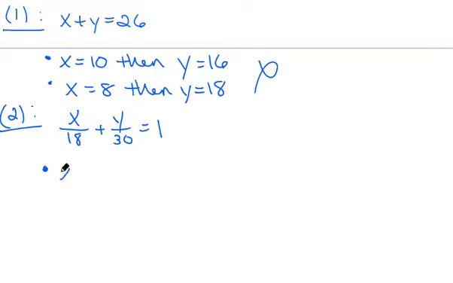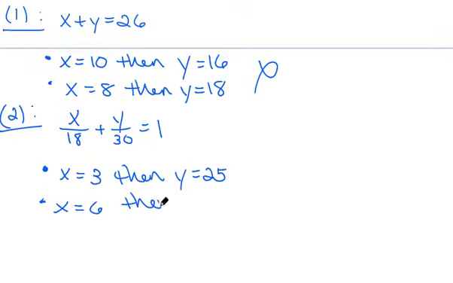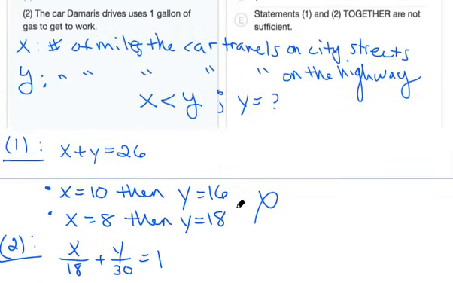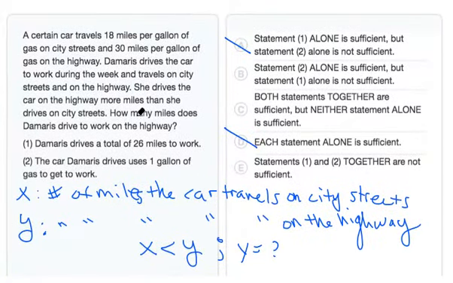So suppose x is equal to 3, we could plug into this equation and we would get y equal to 25. But suppose x is equal to 6, then if we plug into our equation, we would get y equal to 20. So these are not the same, we're not getting the same y value for any x that we choose, and since we don't know what x is, this statement alone is not going to be sufficient for us. So we can eliminate answer choice B, since statement 2 alone is not sufficient. That still leaves us with C and D as answer choices.